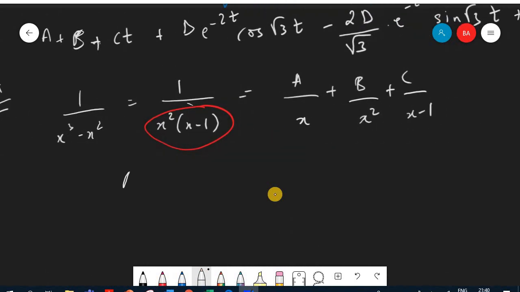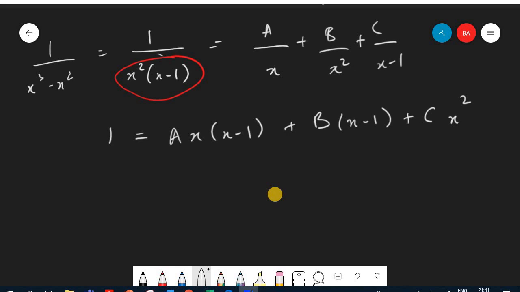So you will get the next step, let me write the left hand side. The left hand side will be 1, just that one here, because I'm cancelling out this term by multiplying by the same term, is equal to a into x minus 1 plus b, the x squared goes with the x squared, so it will be into x minus 1, and the last term, if you multiply, x minus 1 cancels out, so it will be plus c into x squared.